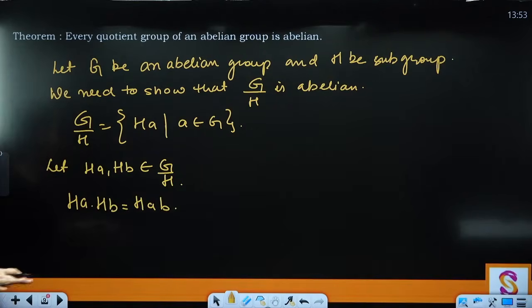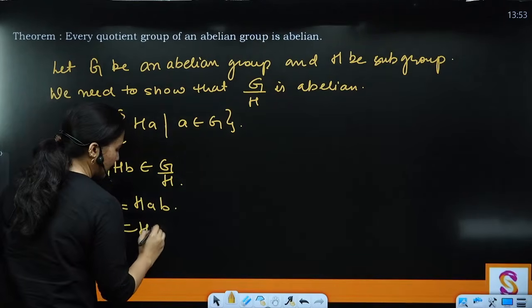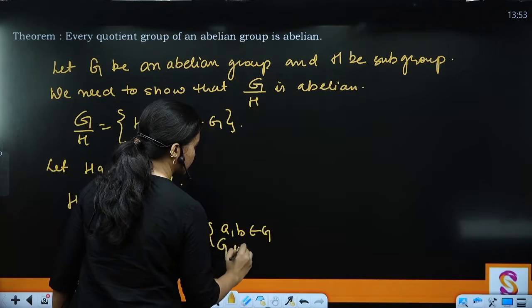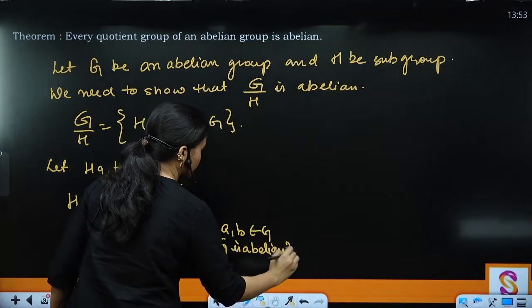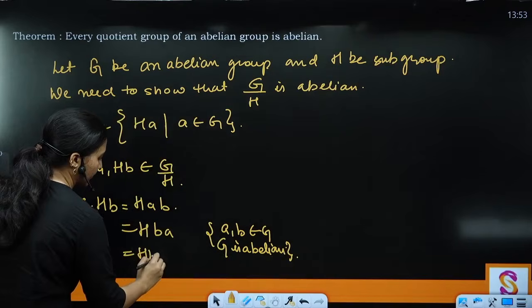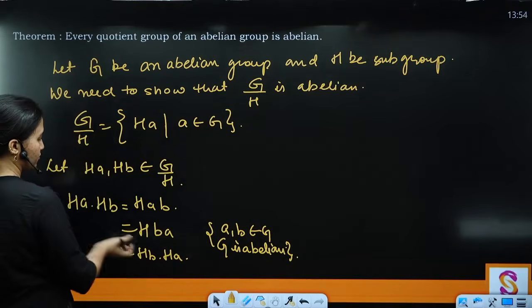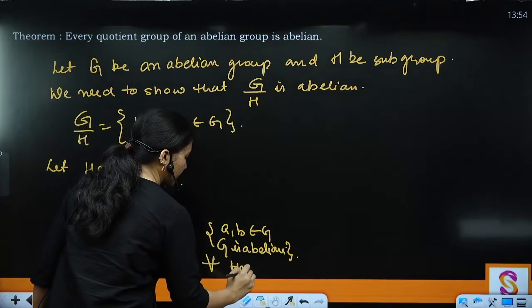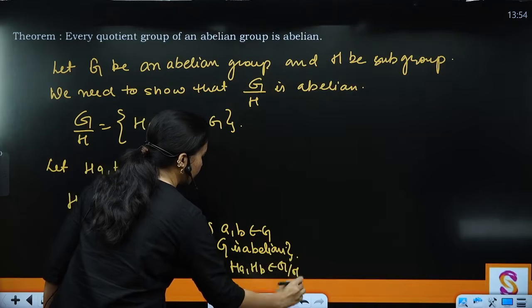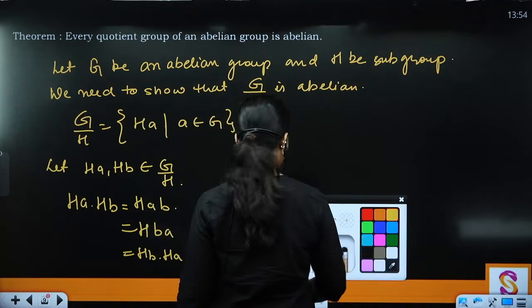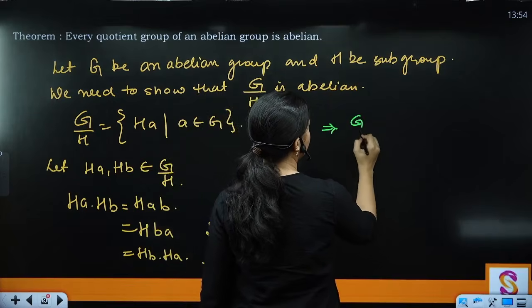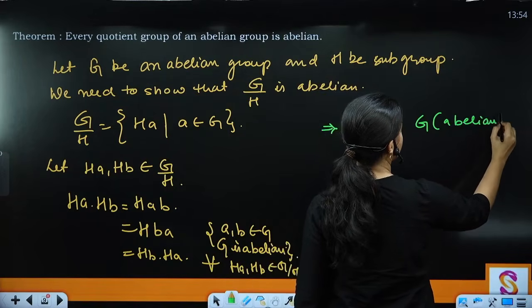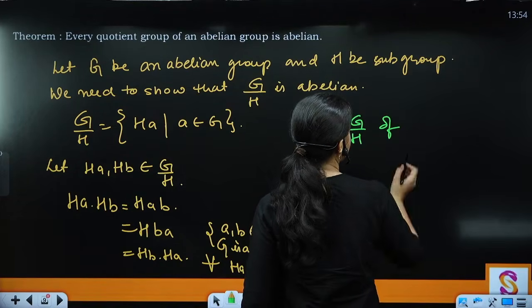Okay, this we have already proved n number of times, right? But can I write Hab as Hba? Why? Because a and b belong to G and G is abelian, right? So this is going to be Hb · Ha, right? And this is true, Ha · Hb equals Hb · Ha for all Ha, Hb belonging to G/H. This implies that G/H is abelian.